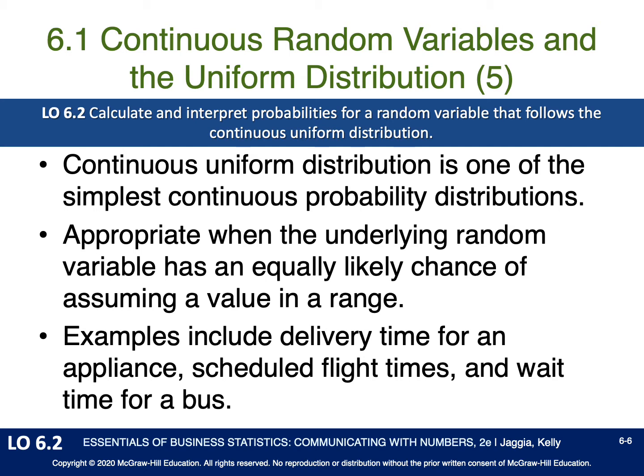So when we're talking about a continuous distribution, it's easiest if we are looking at what's called a uniform distribution. A uniform distribution is when every underlying random variable has an equally likely chance of assuming a certain value. So the example that was given is, you have a repair person coming to your house. You've been given a range that they'll be there between 2 and 3.